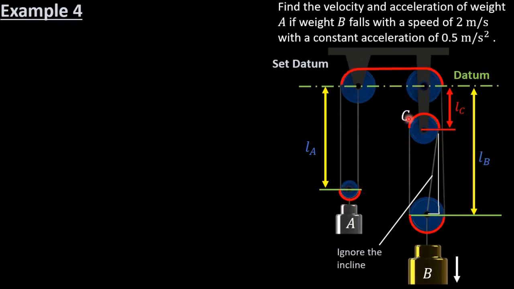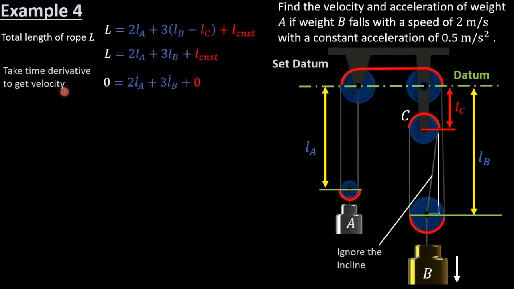So that is also constant, that is constant, this is constant, and this is also constant here. So the total length of the rope is going to be L equals 2 times L sub A plus 3 times L sub B minus L sub C. So L sub B minus L sub C is going to be this length here. And remember, we had 3 of those. So we've got this one, we've got that one, and we've got this one here. So that's 3 in total, plus the constant lengths. And because this is constant, I can group this with the constant length there to be left with this. So next I'll take my time derivatives to get velocity. So the time derivative of that was 0.